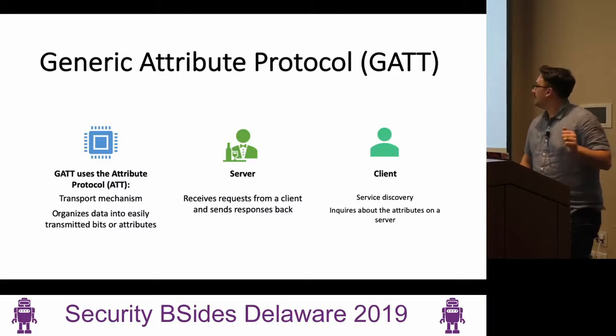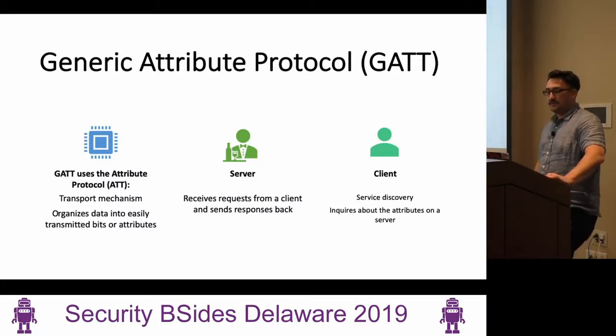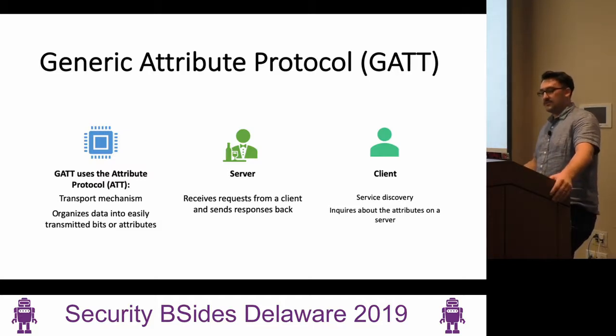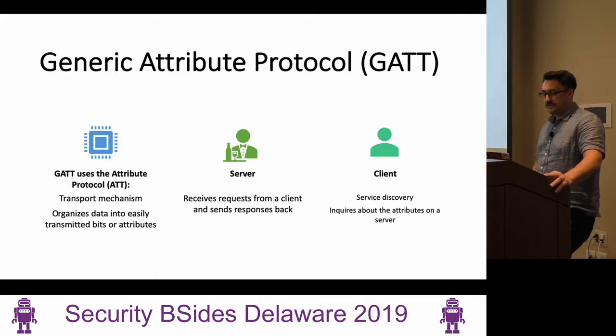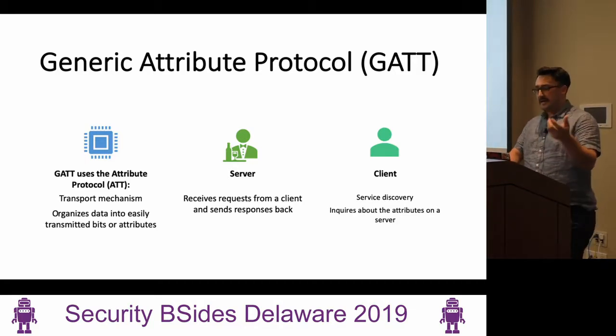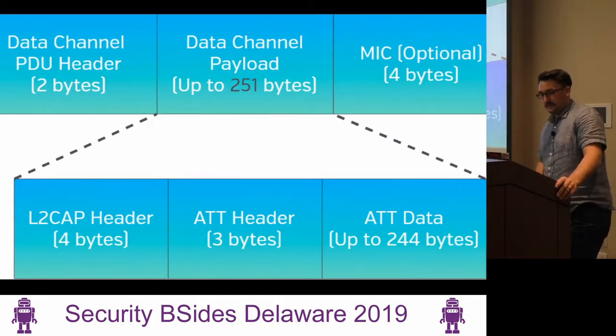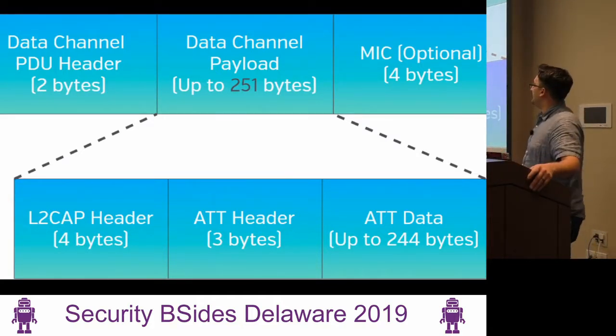Okay, here we go. So the GATT, again, uses that attribute protocol. It transports and organizes the data. The server is going to receive that request and send the response back, again, after a secure connection has been made. The client is basically doing service discovery and acquiring attributes about the server itself. So what's inside the packet that gets passed that has this information? Again, we talked about how it's encapsulated with the ATT header and then the ATT data.